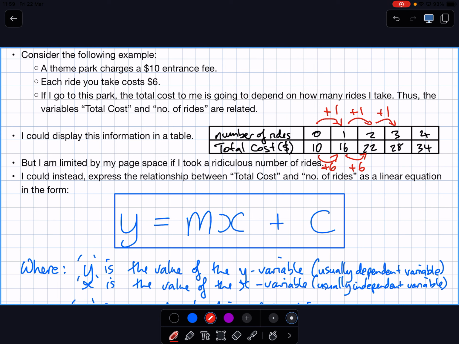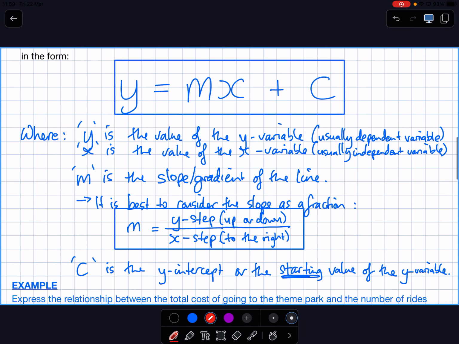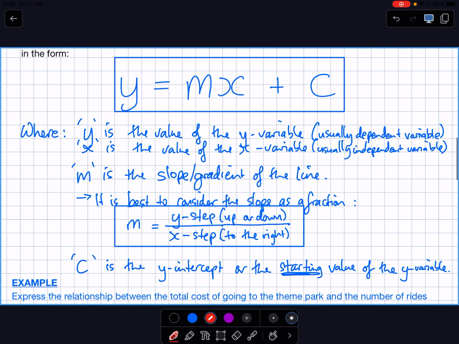I can instead express the relationship between total cost and number of rides as a linear equation in this form. I'm hoping this has been hammered into you every year since year 9. Have you seen this before or heard y is equal to mx plus c? Okay? That is the form of a line equation, but it has a specific name. Does anyone know what the specific name of this form of line equation is?